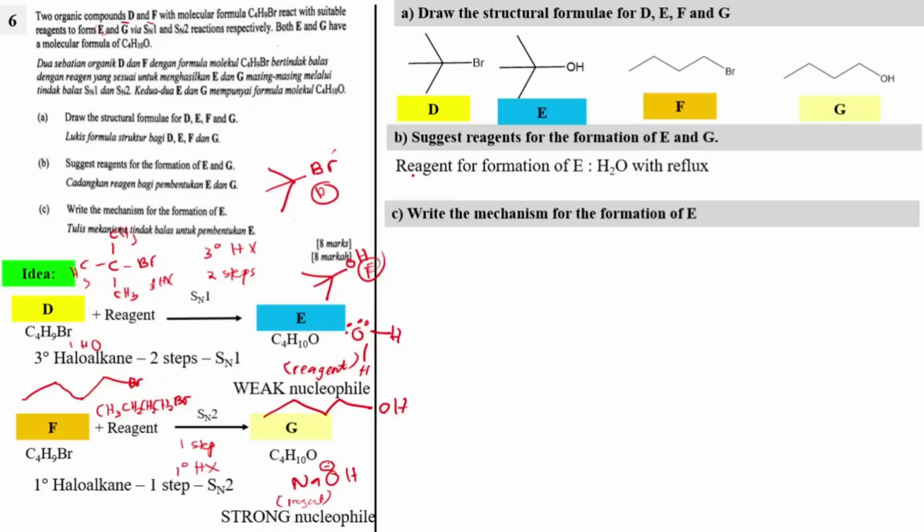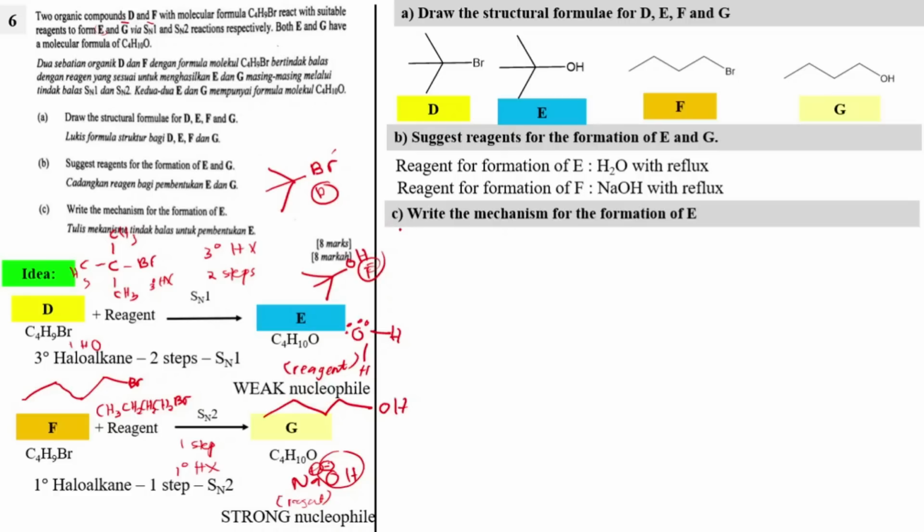So our E is going to be H2O with the condition of reflux. Meanwhile, for the reagent for the formation of F, we need to use NaOH because OH minus has a negative charge, so it is a strong nucleophile. And the condition here needs to have the reflux. So by using this idea, we can answer A and B respectively.